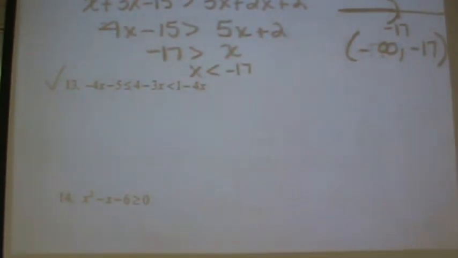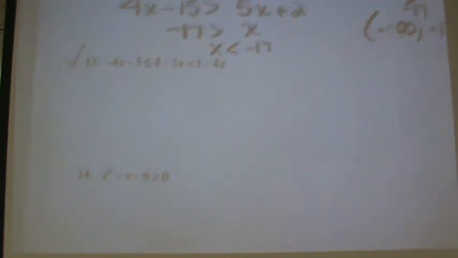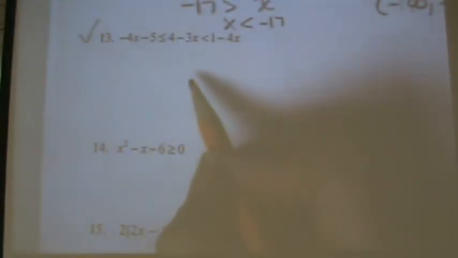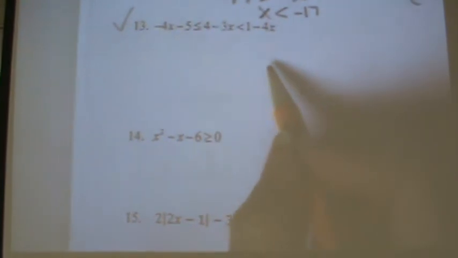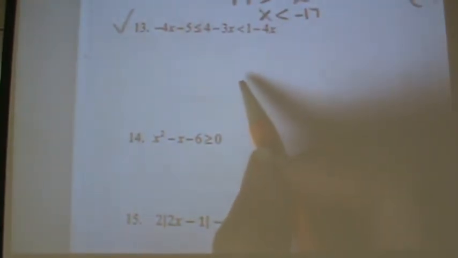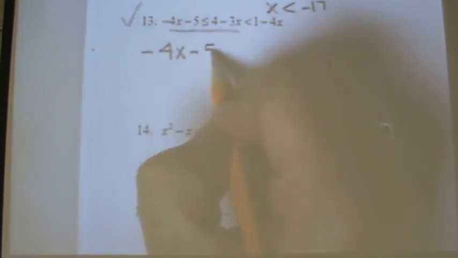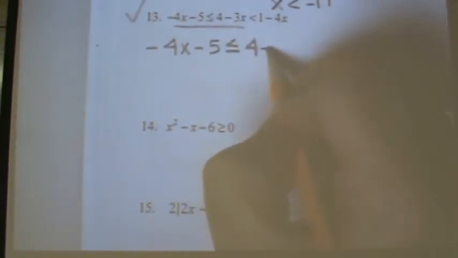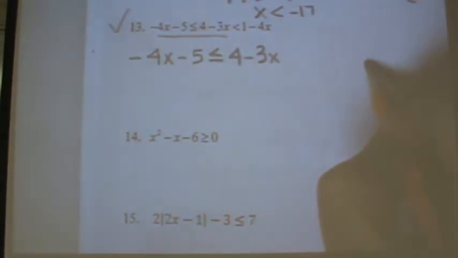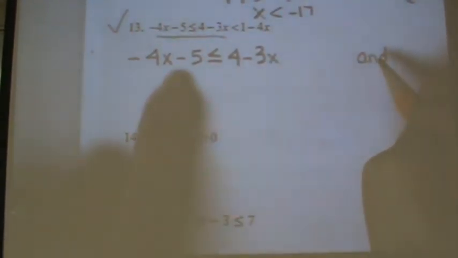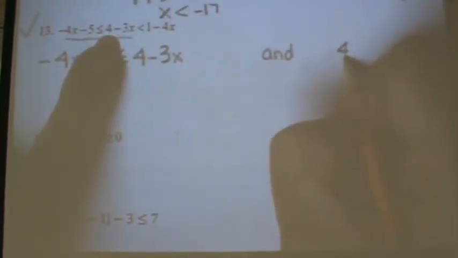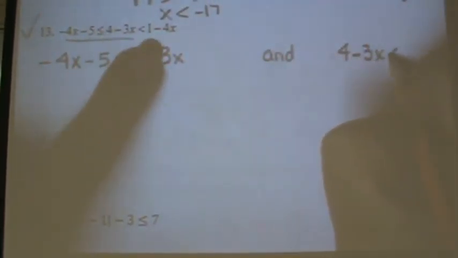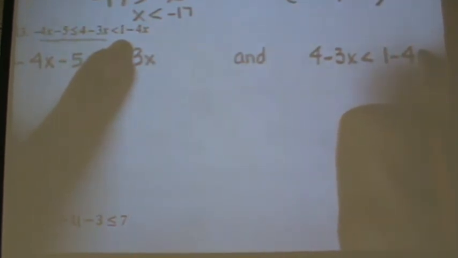Now, number 13 is on your test. Gotta know this one. It's on your exam. This is a compound inequality. You guys had some trouble with this. And unfortunately, a calculator is not going to help you on this one. This is an and problem. You have negative 4x minus 5 is less than or equal to 4 minus 3x, and you have 4 minus 3x is less than 1 minus 4x.